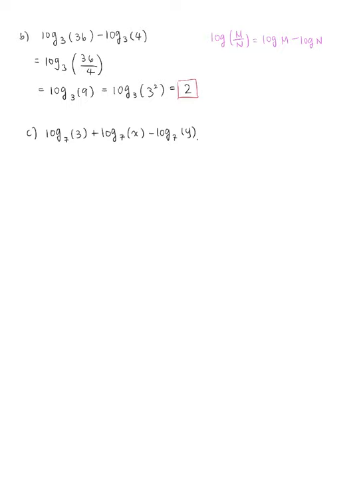Part C, log base 7 of 3 plus log base 7 of x minus the log base 7 of y. All right, do not panic. Just take one step at a time. Work from left to right. So first, I'm going to combine these two together. So here what we're going to get is log base 7 of what? Yes, 3 times x.